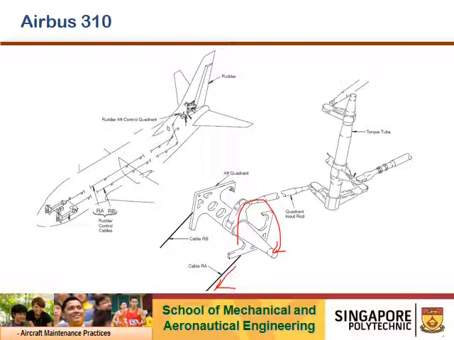The quadrant will rotate due to the movement of the cable when you step on the pedal. Then when the quadrant rotates, the whole push-pull rod will move, and this will indirectly rotate this top tube. The fitting here will move the rudder, and the rudder will deflect to port or starboard, depending on the command. So this whole picture illustrates the connection between the pedal and the rudder.